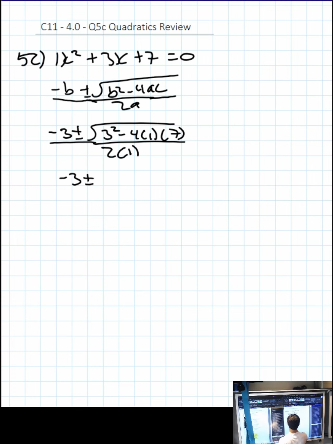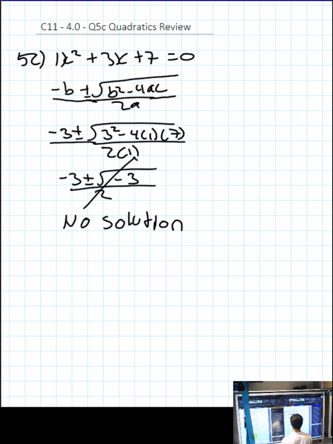And then we're going to type exactly what we see underneath the square root. So 3 squared minus 4 times 1 times 7, and we get negative 3 all over 2. Can we square root a negative? No. One single line through it, and no solution. So remember, if the method that you were trying to find does not work, it just means we have no solution. We're always looking for x-intercepts. This thing just doesn't have any x-intercepts.